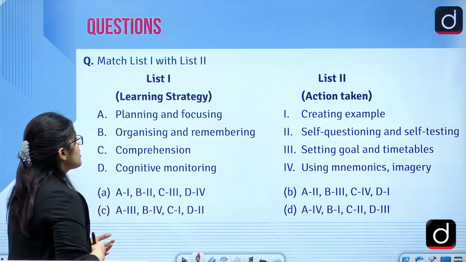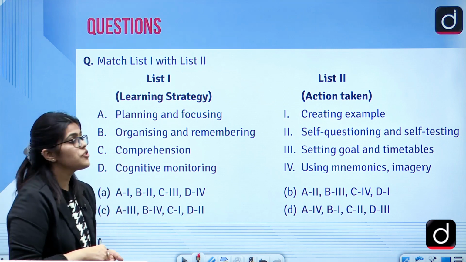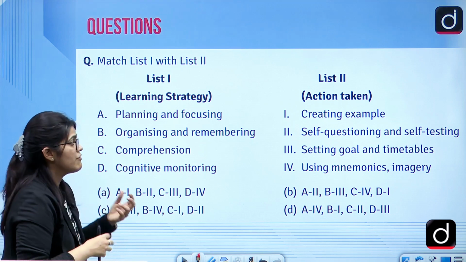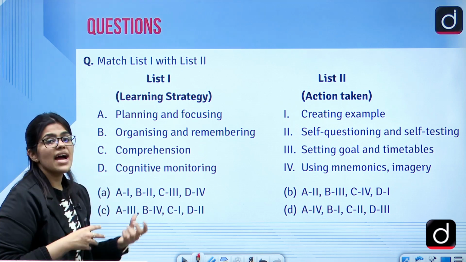Let us read. The first block is for the learning strategies. Then we have the action taken. The first is planning and focus. Then we have organizing and remembering.